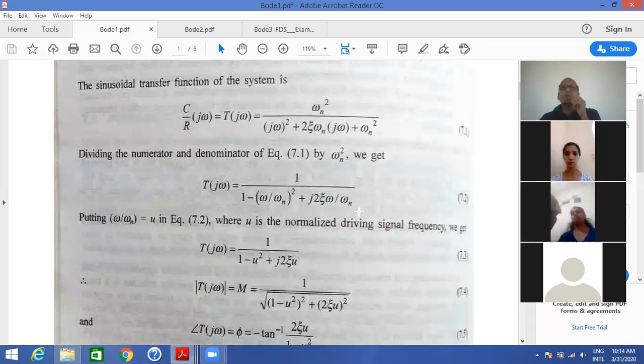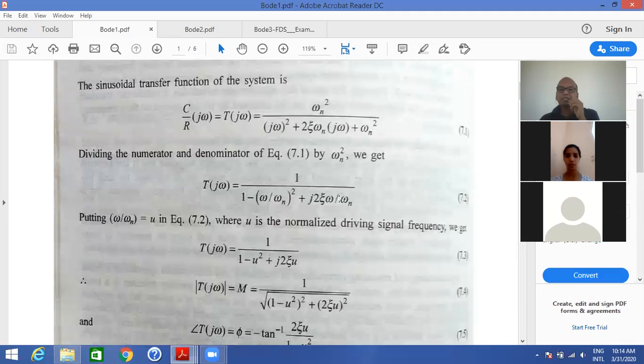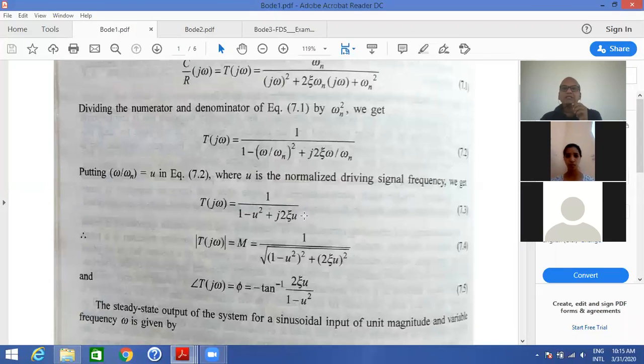Then put some values, because there are two frequencies, the input frequency and the natural frequency, and hence for simplicity we consider u equal to omega upon omega n, which is known as the normalized driving signal frequency. Once you know the sinusoidal transfer function of the second order system in the standard form, then convert it into its magnitude and phase.